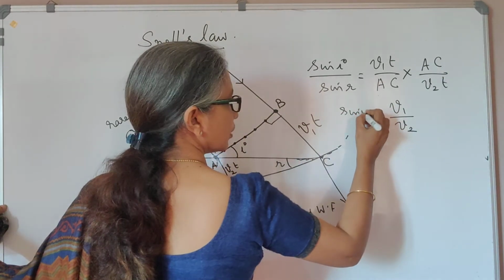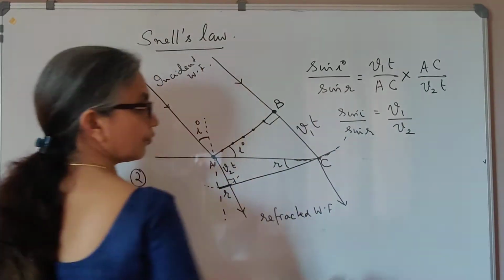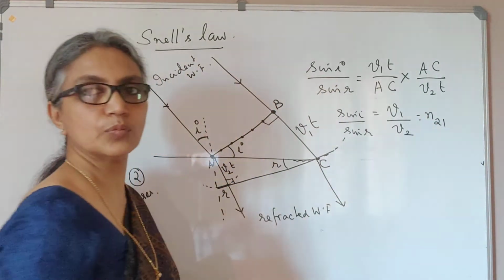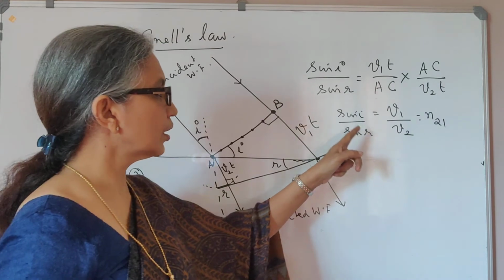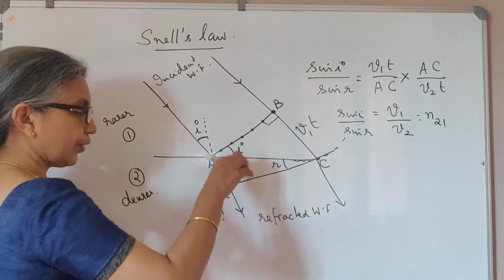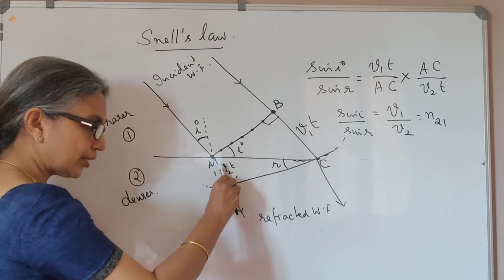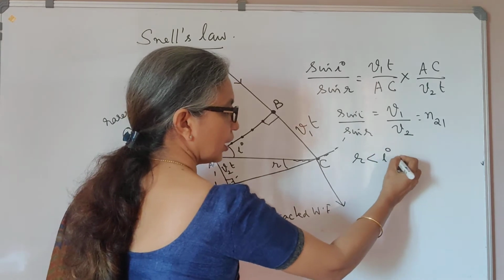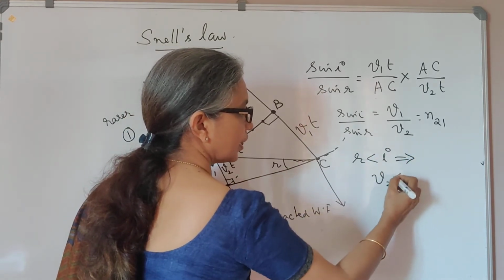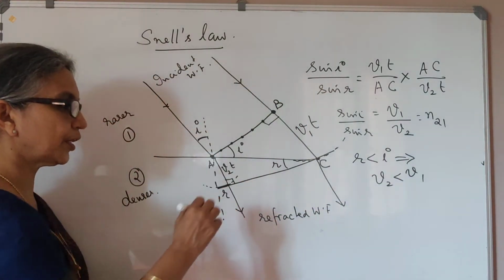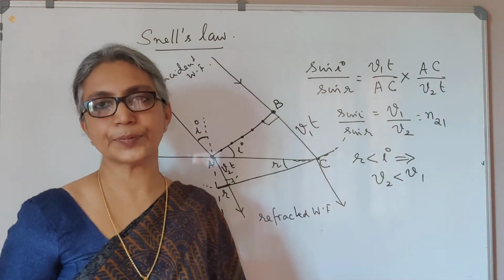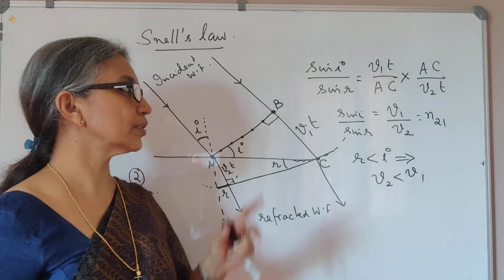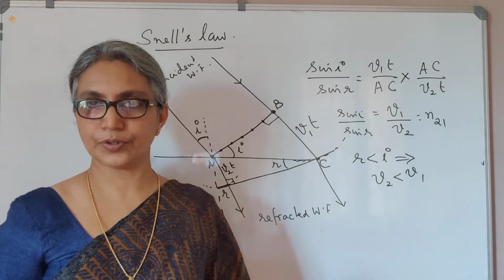Sin I by sin R is V1 by V2, which is a constant, defined as the refractive index of the second medium with respect to the first. So here we see, whenever it enters into a denser medium, it bends towards the normal. So this R is less than I. If R is less than I, it implies that V2 is less than V1. That means the speed of light in the denser medium is less than the speed of light in the rarer medium. So Huygens was successfully able to explain Snell's law of refraction based on his principle.